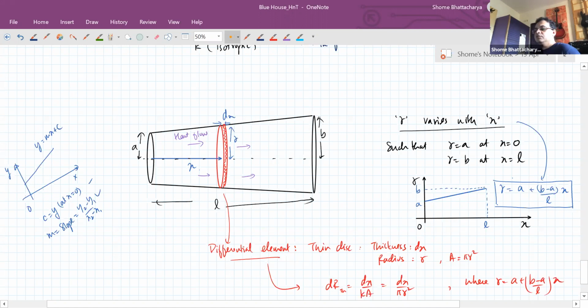So we've now reached the situation where we have defined the thermal resistance of a differential element. Next we have to do the integration to combine all these disks one after the other. An infinite number of such disks stacked together will form the frustum over here. For that, x will vary from 0 to L, and as x varies from 0 to L, the radii of these disks vary from A to B.